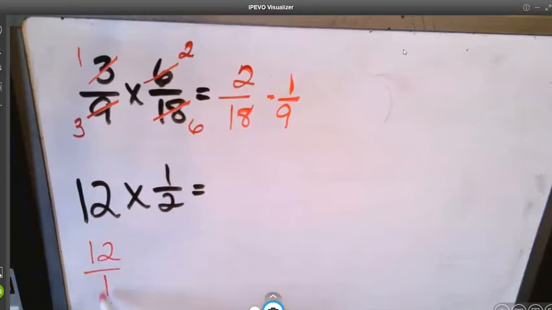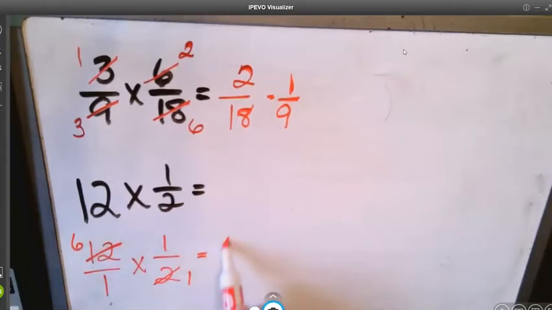Okay, 12/1 is the same as 12. So 12/1 times 1/2. Again, we're going to look at the numerator of one fraction, the denominator of the other fraction, and find the common factor, which would be 2. Use cancellation. 2 divided by 2 is 1. 12 divided by 2 is 6. And then I just go across and multiply.